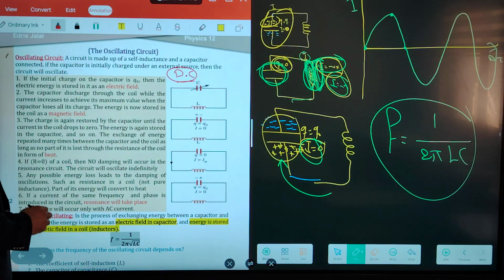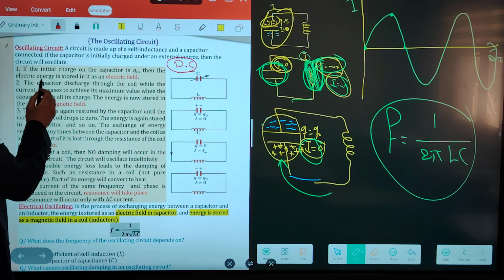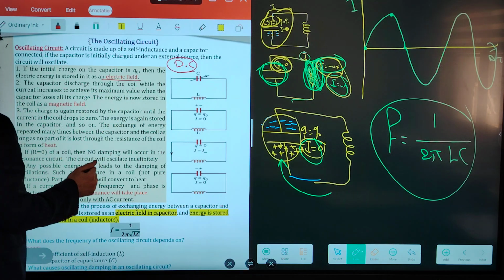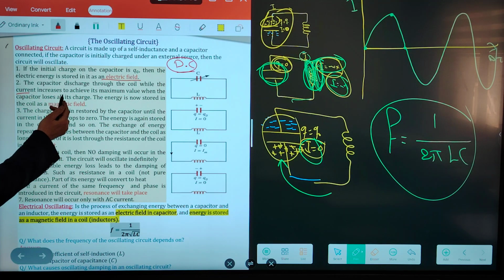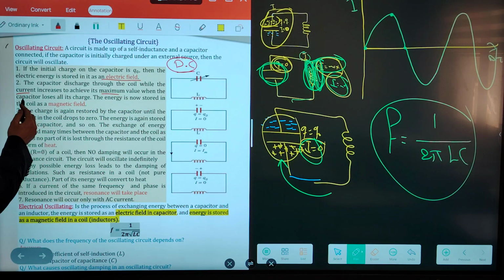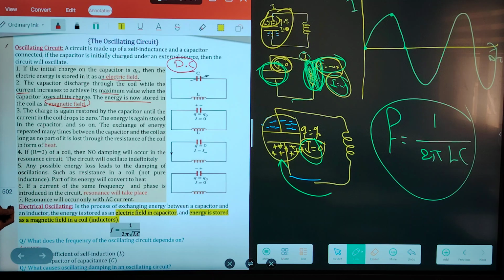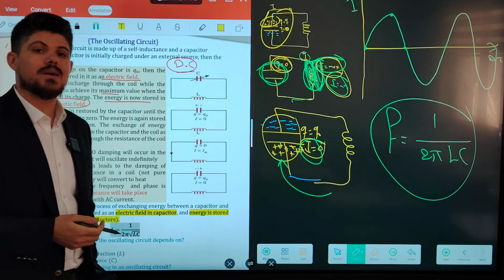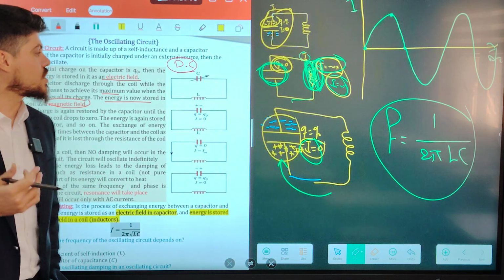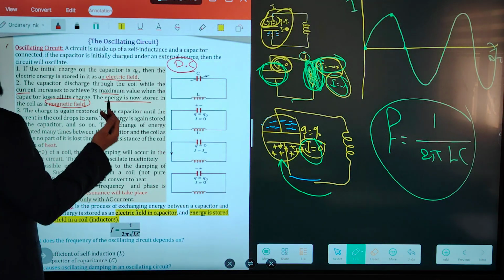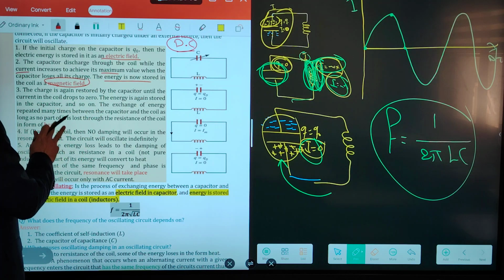This is basically about the oscillating circuit. If the initial charge on the capacitor is Q naught, then the electric energy is stored in an electric field. The capacitor discharges through the coil while the current increases to achieve its maximum value. When the capacitor loses all its charge, the energy is now stored as a magnetic field. When is the energy stored as a magnetic field in the inductance? When the capacitor becomes discharged, when the capacitor reaches 0 and loses all its charge.